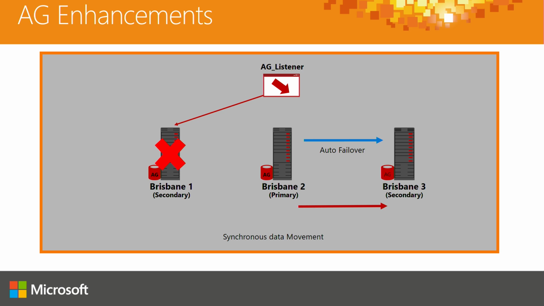Okay, because under 2012 or 2014, if we lose our original primary, you've then got to have some sort of monitoring in place to notify you that there's been a second failure, for you to then come in and do a manual failover. 2016 rectifies that by increasing the number of failover targets.